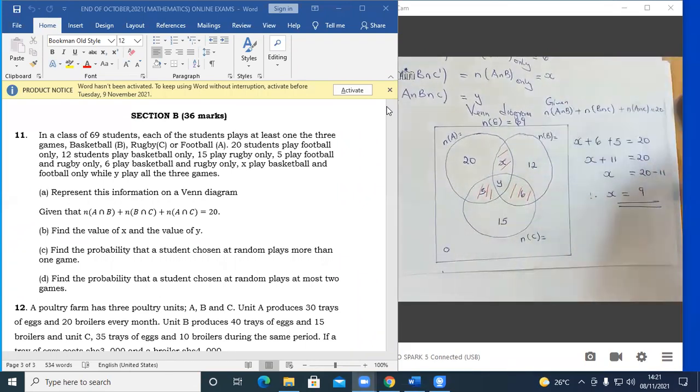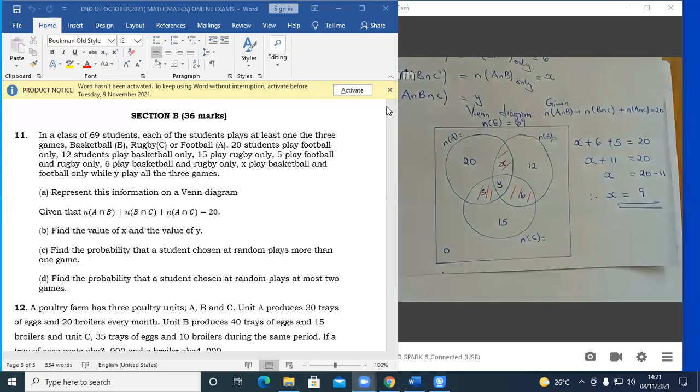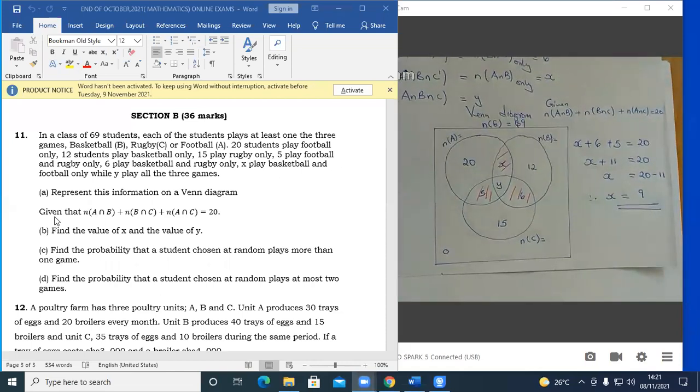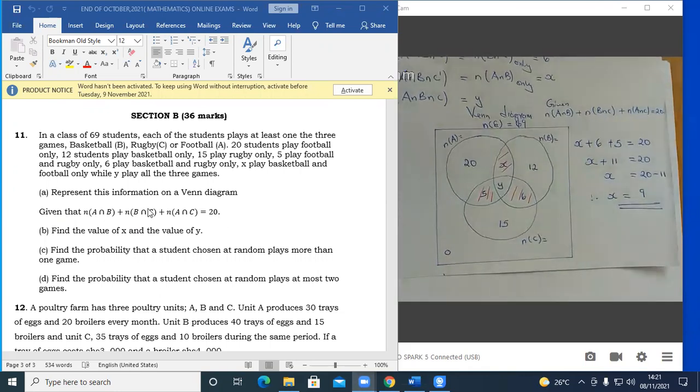Teacher, when you were finding the value of X, where did that 20 come from? It was given in the question. Are you seeing this in the question here? Given that number A intersection B plus number B intersection C plus number A intersection C is equal to 20. Are you seeing that information? Yes, it was given in the question.